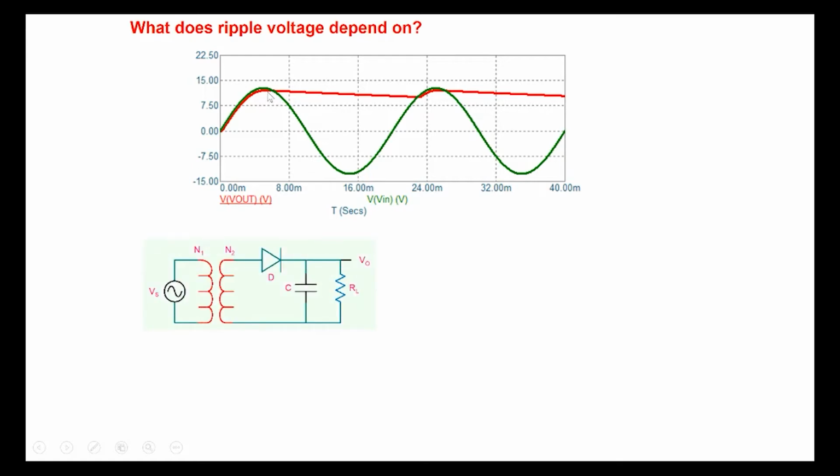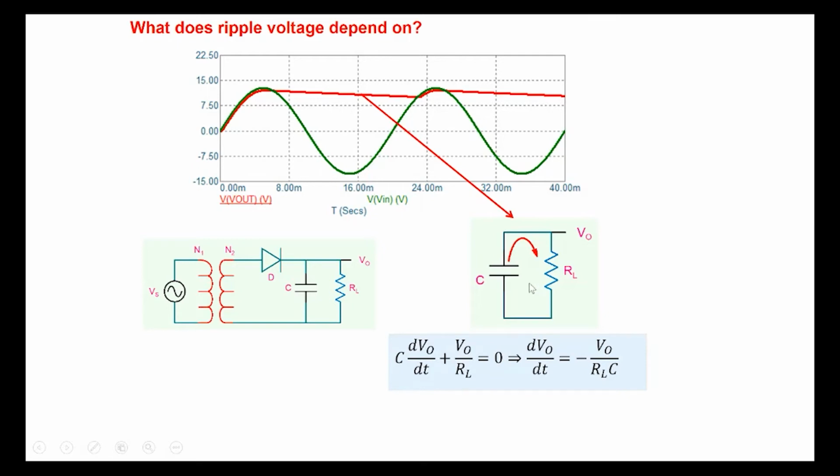So what does the ripple really depend on? The magnitude of the ripple. So let's look at this particular circuit here, and we note that in this particular part of the waveform here, which is causing a ripple here, the diode is reverse biased, and effectively the capacitance is discharging through RL. And so if we look at the equation here, if we just do a KVL at this particular point, so C dV naught by dt plus V naught by RL equal to 0, or dV naught by dt is equal to minus V naught by RLC.